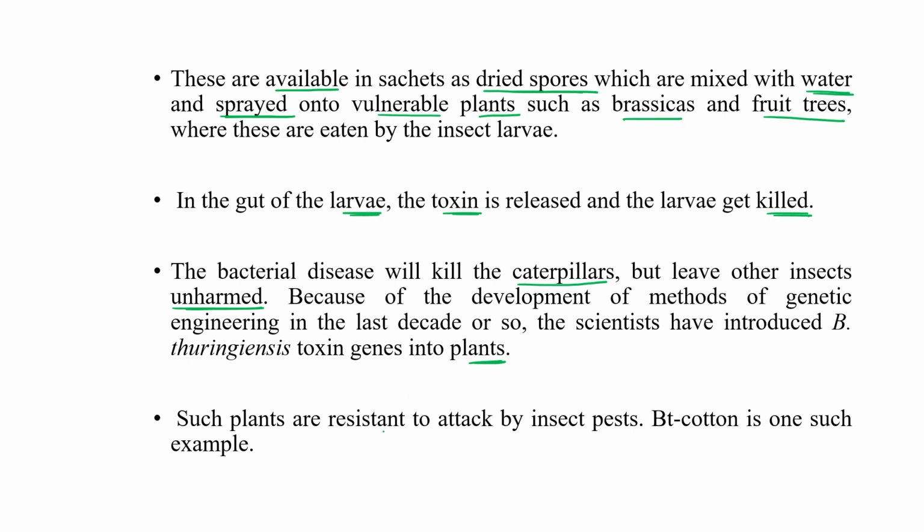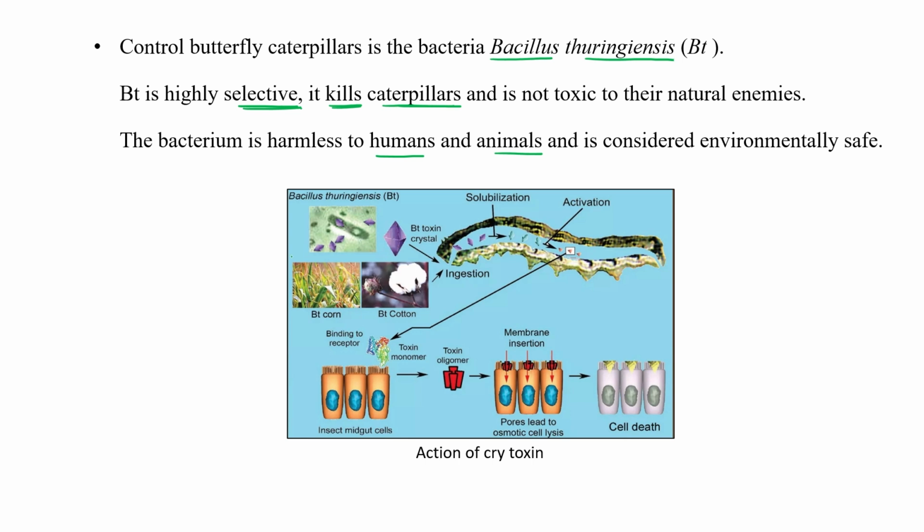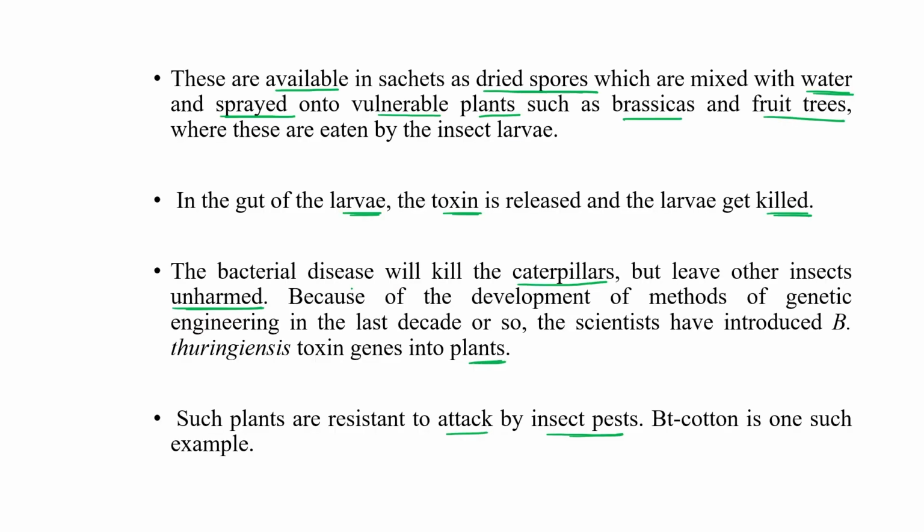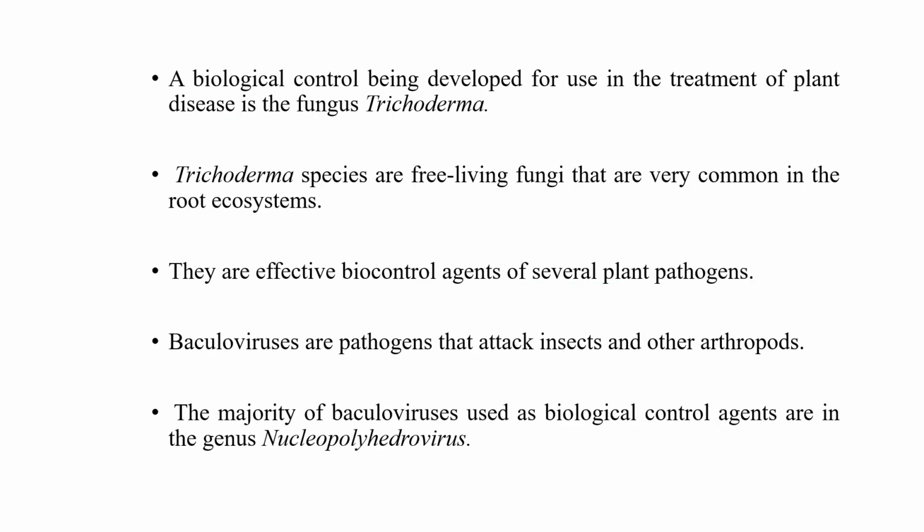Such plants are resistant to attack by insect pests. Bt cotton is one such example, as you can see in this picture. This is the genetically modified Bt cotton and Bt corn. These modified plants are resistant to attack by insect pests.